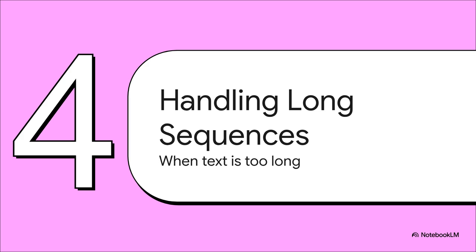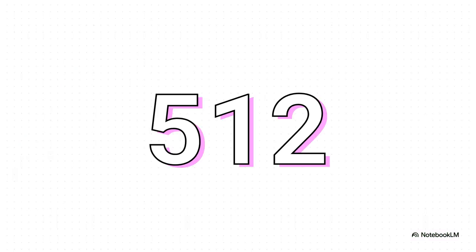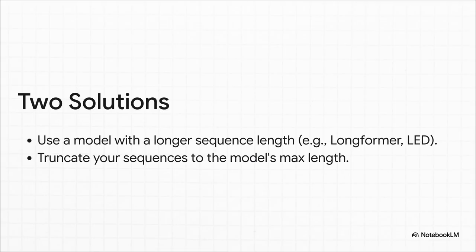What happens when your text isn't too short, but is actually longer than what the model can handle? See, most transformer models have a hard limit on how many tokens they can process at once. A really common limit you'll see is 512 tokens. If you try to feed it a sequence that's 513 tokens long, it's just going to crash. So you've really got two main options here. First, you could find a special model, like a longformer, that's been specifically designed to handle thousands of tokens. Or the much more common approach is to simply truncate your sequences, which is just a fancy way of saying you chop them off at the model's maximum length.